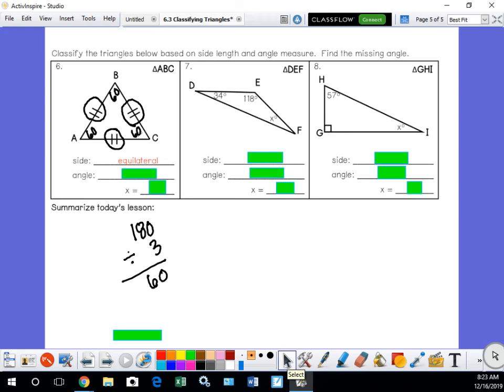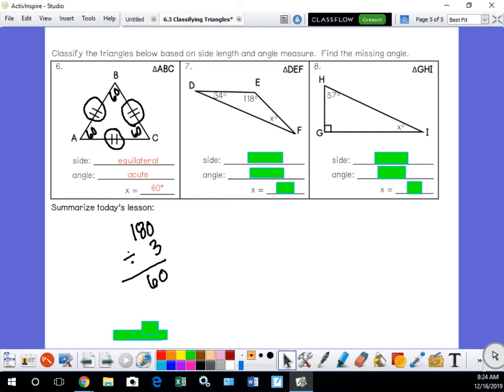If we classified it by angle, we're going to say that this is an acute triangle because all of these angles have less than 90 degrees, so they're all acute angles. So that's called an acute triangle. And then for X, we already found X. It is 60 degrees.